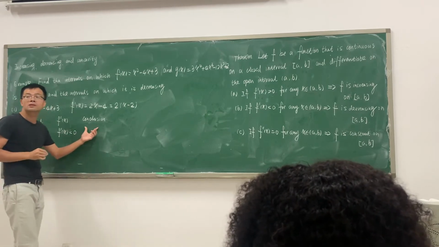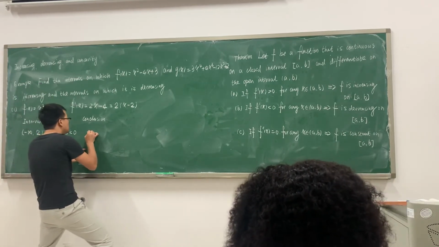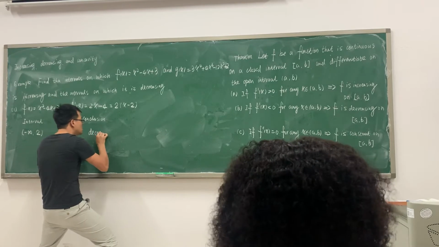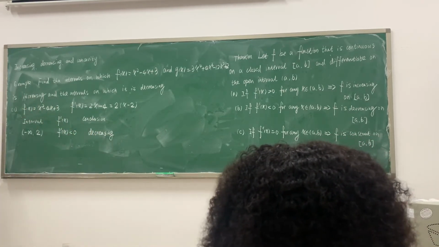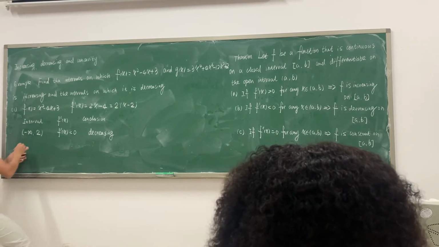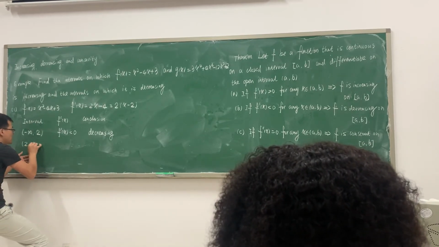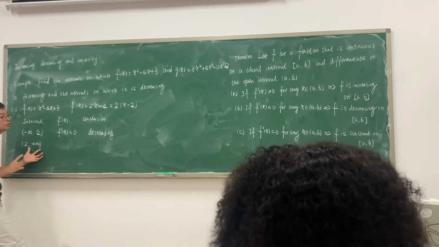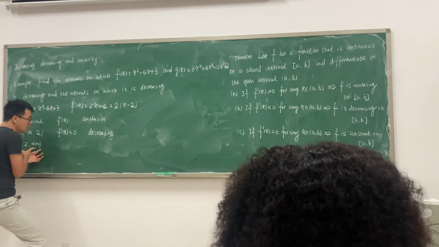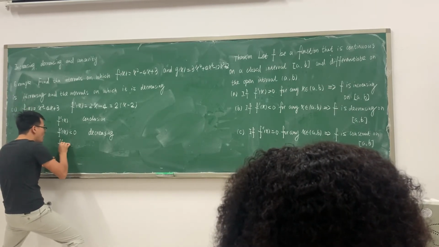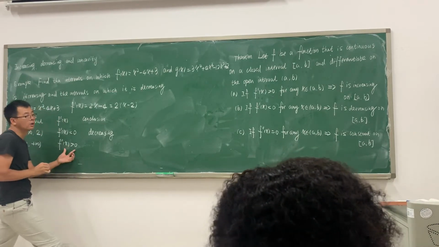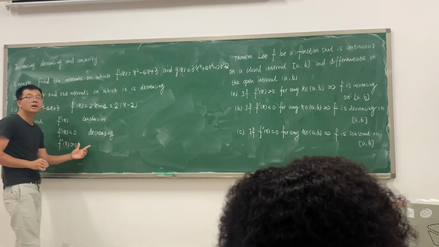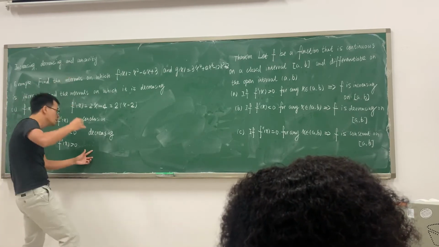So the conclusion is decreasing. The second interval is 2 to plus infinity. So the f prime here is greater than 0. So the conclusion is increasing.